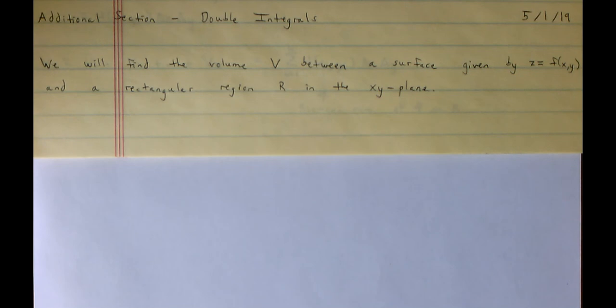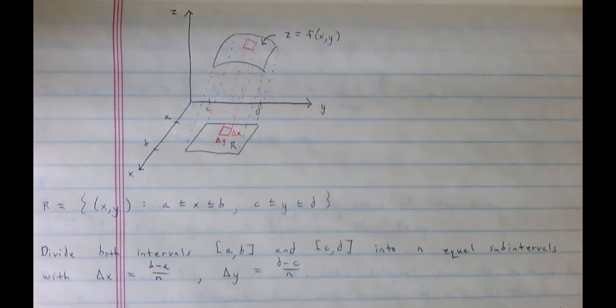Hi there, in this video we'll discuss double integrals. These are also referred to as iterated integrals. We will find the volume V between a surface given by z equals f of x, y and a rectangular region R in the xy plane. Here's a picture to illustrate the situation.